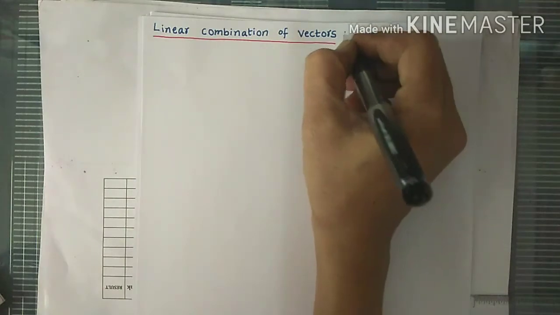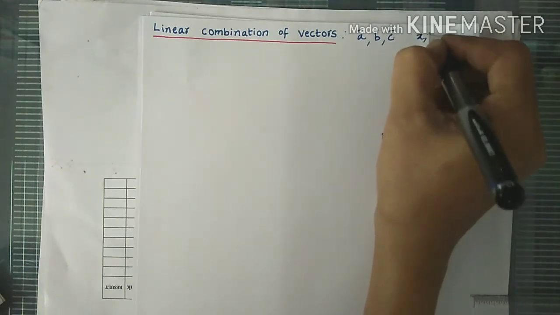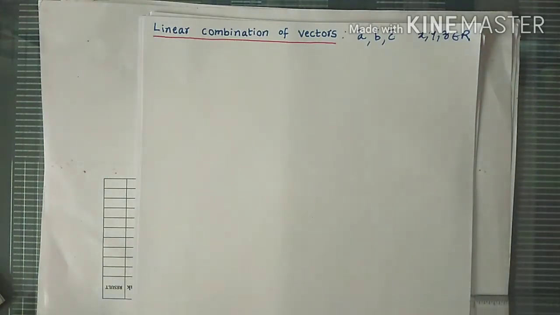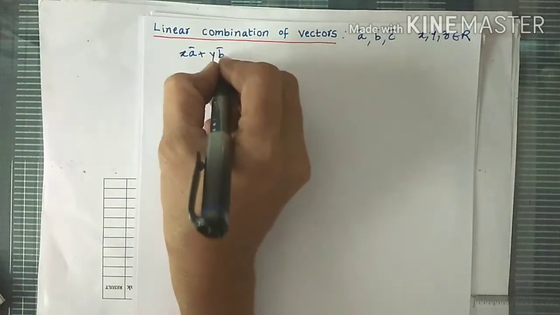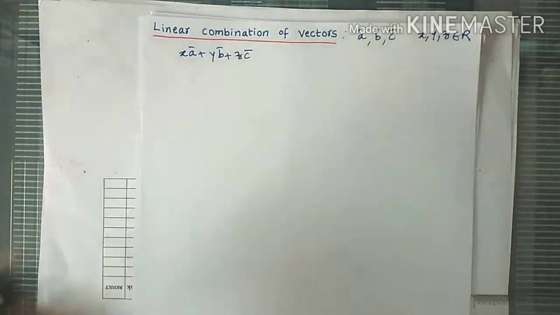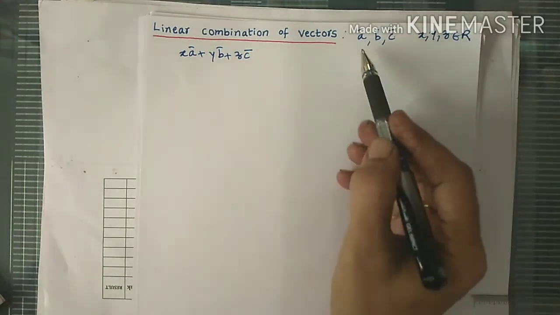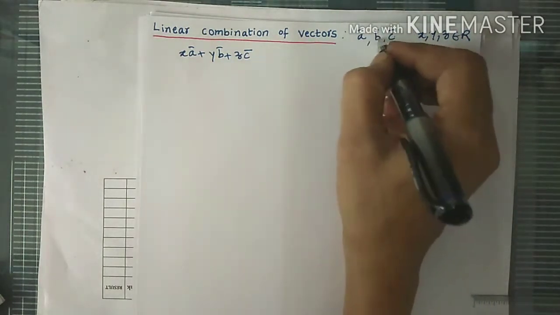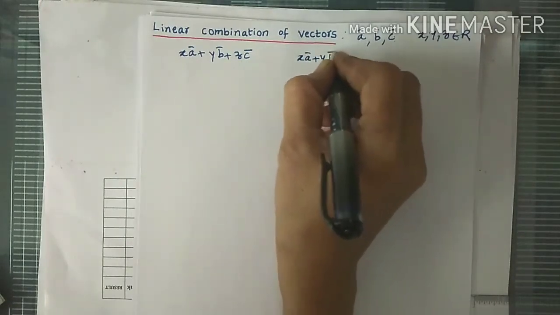So if we have three vectors, say a bar, b bar, c bar, and scalars x, y, z. So a bar, b bar, c bar are vectors and x, y, z are scalars, that means those are real numbers. Then x a bar plus y b bar plus z c bar is known as a linear combination of the vectors a bar, b bar and c bar. So to write a linear combination, we have to multiply the vectors by some scalars and add them. If we have only two vectors, say a bar and b bar, then their linear combination will be x a bar plus y b bar.